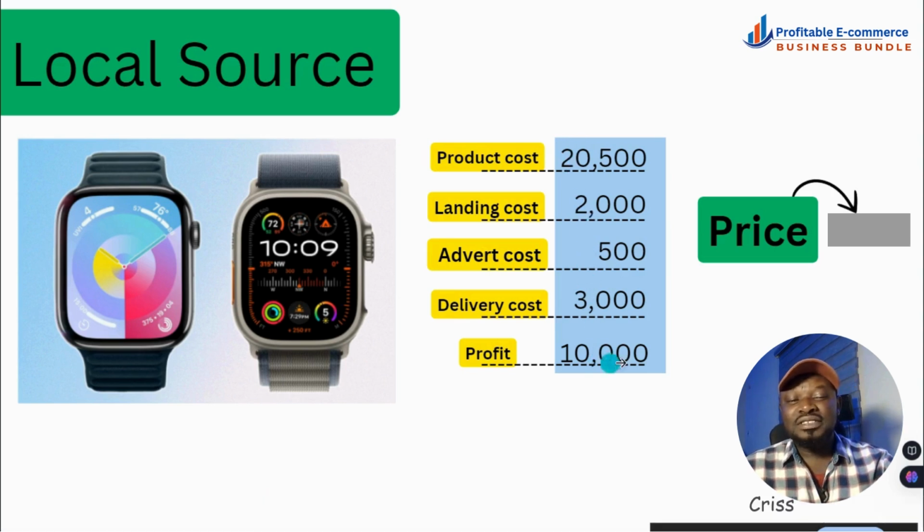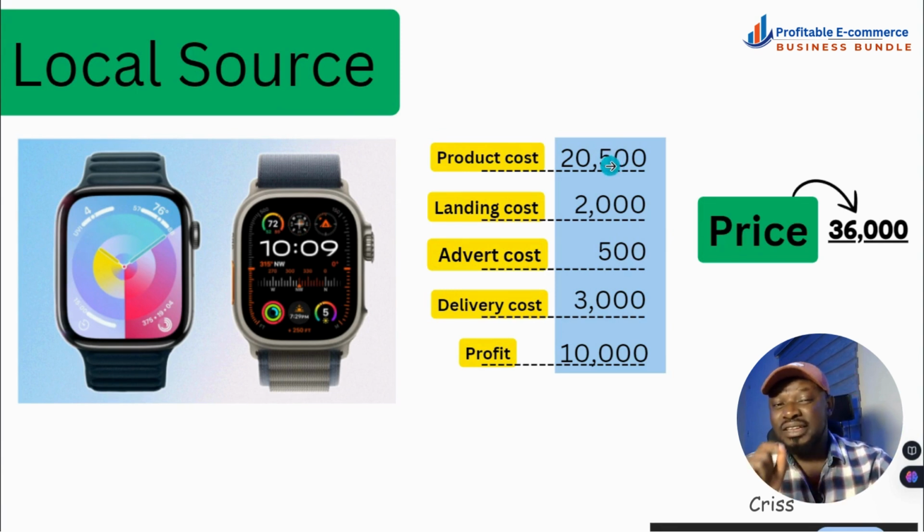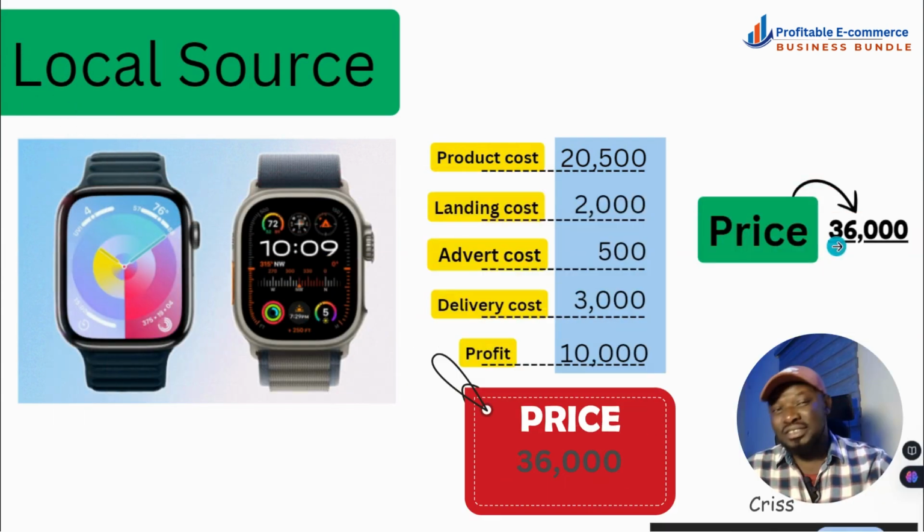If you add up all of these things, that gives you the price of this product, which is 36,000 when you are buying locally. So this product cost here is the amount the seller is selling it to you. Remember that this seller imported it, right? So he is going to put his own profit before selling it to you. That is why it is 25,500. This is amazing. So for each sale you make, your profit is 10,000, as you can see. So you sell this product for 36,000. That is how to price it.